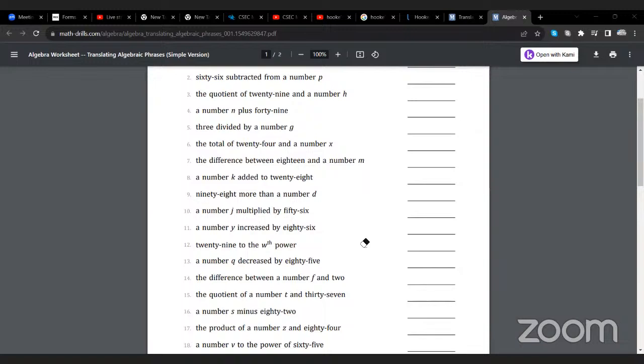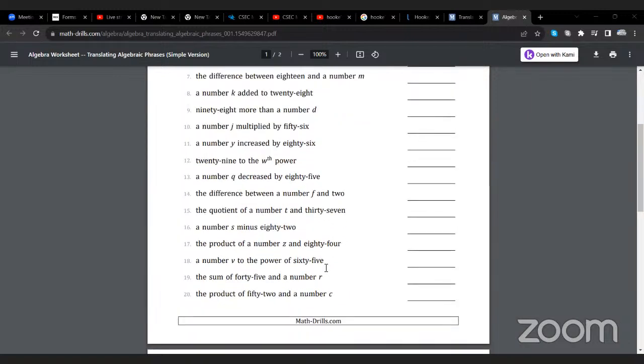Number 14. Who's doing number 14? Go ahead, I'm listening. F minus 2. The difference between number F and 2. Okay, F minus 2. That's correct. All right. These are quite easy. Let's go further down. We'll soon finish the first one.